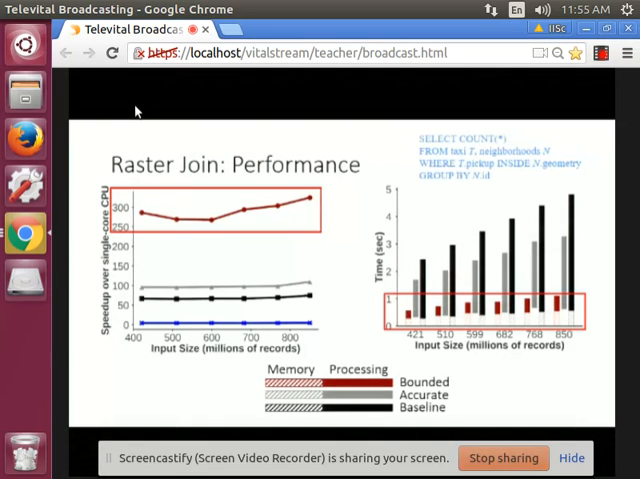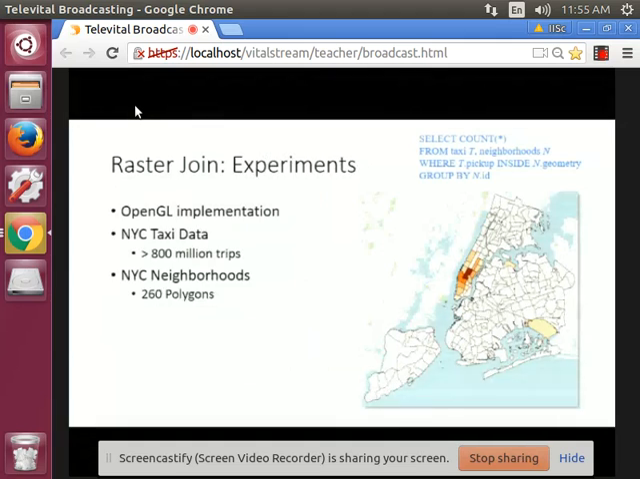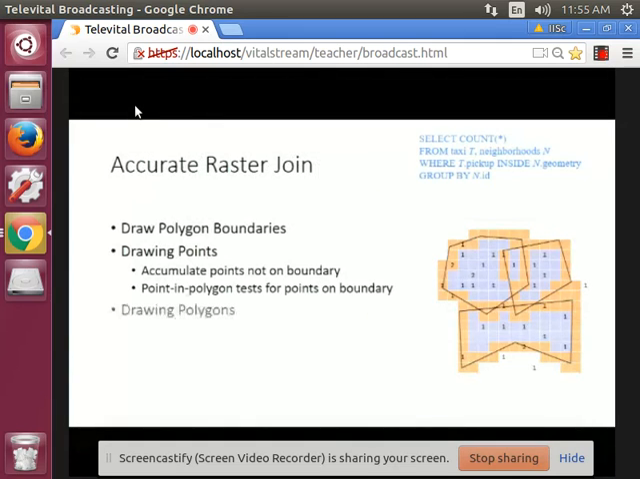Oh yeah, so the accurate one was the one wherein we used this technique. So here the point and polygon test is reduced. We do that only for those on the boundaries. We don't need to do it for the internals.